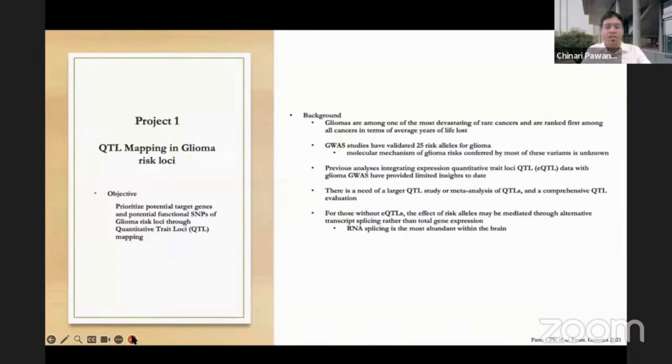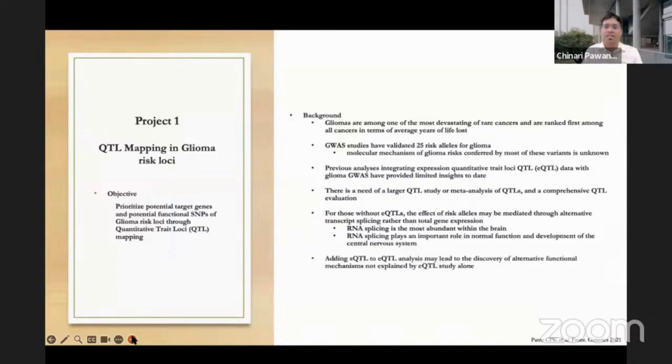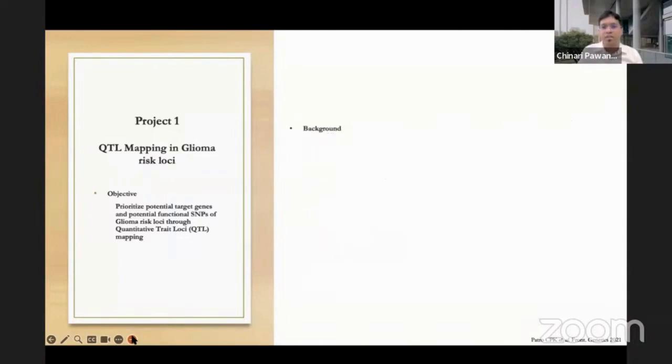And as we know, RNA splicing is the most abundant within the brain, and it also plays an important role in the normal function and development of the CNS. So adding sQTL, the splicing, to the expression may lead to the discovery of alternate mechanisms that may not be explained by the eQTL study alone. So we are studying both the splicing and the expression.